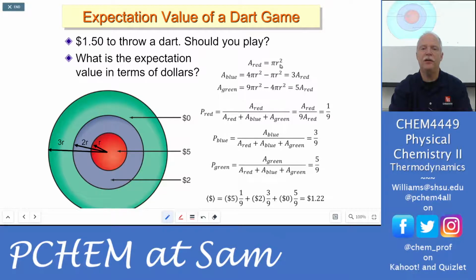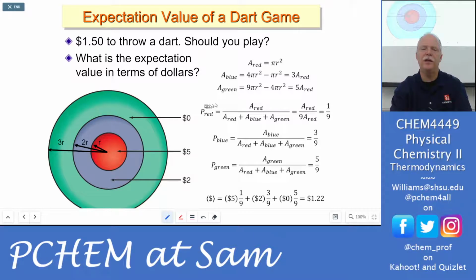So the area of the red is pi r squared. The area of the blue, again, we have twice that radius, and so this 2 squared comes out. That's a 4 pi r squared minus the red area. So we subtract that red area from the blue, and we end up with 3 times the area of the red. And then the green is 3 times the radius, so when you square that 3, it becomes a 9. So this is the area of the outer part of the green, and we subtract the area of the blue, so we just get that band of green, and so that's 5 times the area of the red.